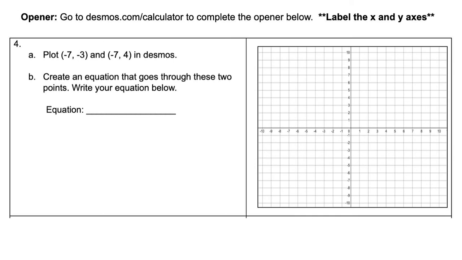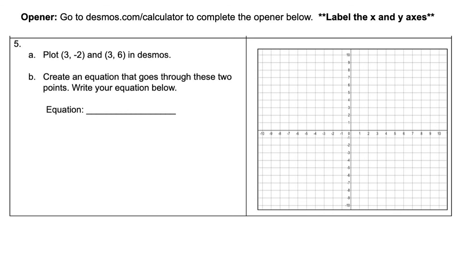You will do the same thing using Desmos for questions 4 and 5. You're going to plot the points that are given in Desmos and on the paper graph. You're going to find an equation, guess and check using Desmos, and then write your equation here. Make sure you use a straight edge to connect the points on your line.